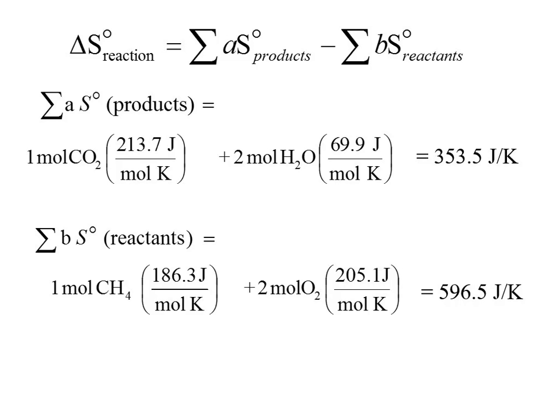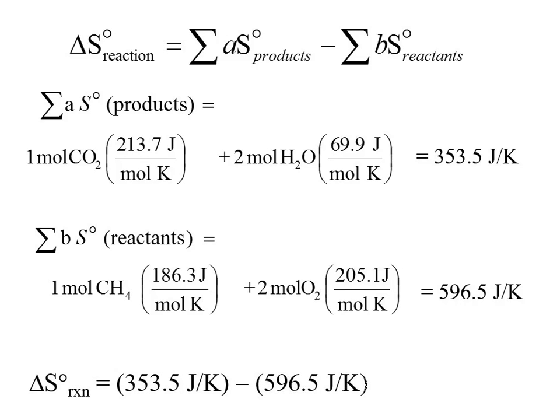And so then we're going to take the top number and from it subtract the bottom number to get your change in entropy. Delta S of the reaction is that 353.5 joules per Kelvin minus 596.5 joules per Kelvin. So our change in entropy is negative 243.0 joules per Kelvin.